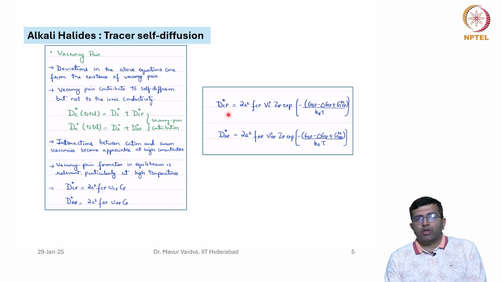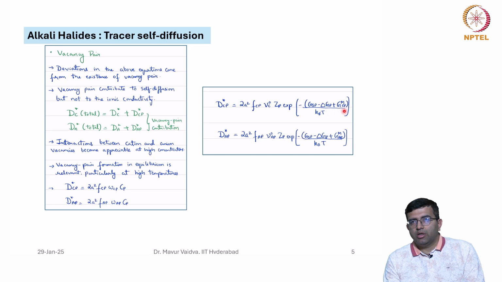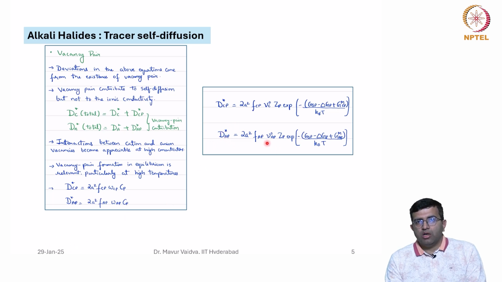So, we can further write D Cp star as 2a square Fcp nu naught C Zp into exponential. Now, here you see that you have GSP minus delta Gp plus Gm Cp. So, the migration terms and formation terms exist, and this is the anion pair diffusivity, a very similar looking expression, except that whatever here was for cation pair becomes anion pair.